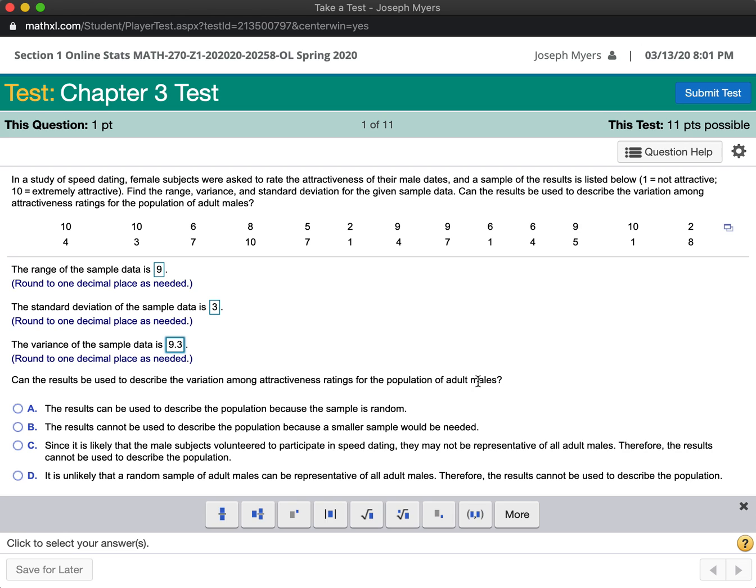Can these results be used to describe the variation among attractiveness ratings for the population of adult males? Well, I didn't actually even look at the problem. Let's just see. It sounds like it's a study, so people probably had volunteered to do it. So since it's likely that the male subjects volunteered to participate, they may not be representative of all adult males, so the results cannot be used to describe the population.